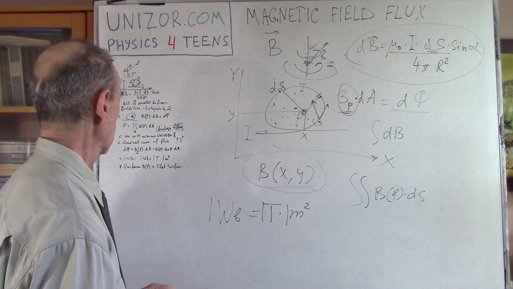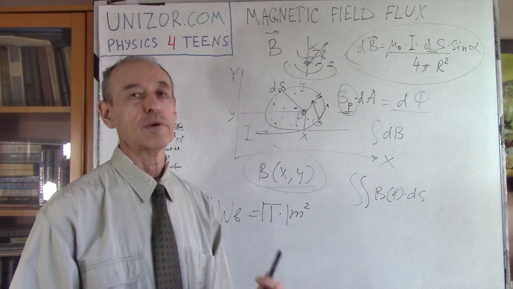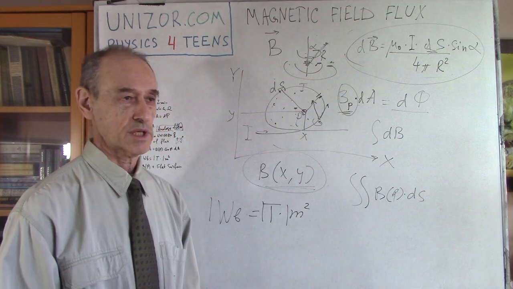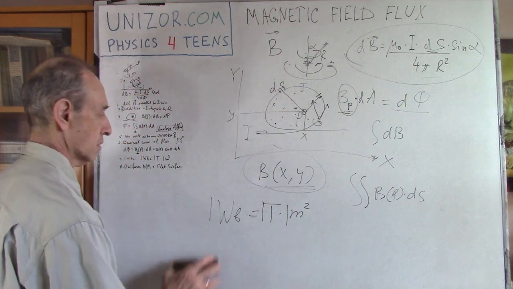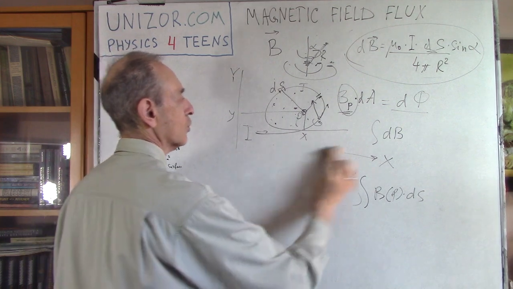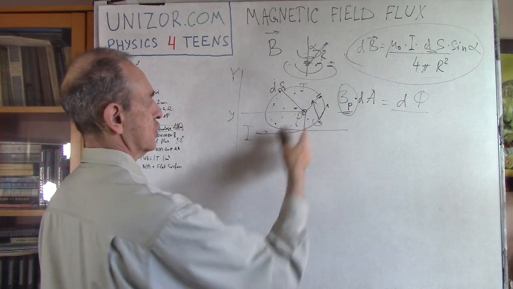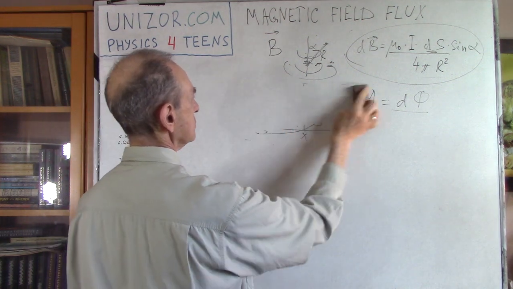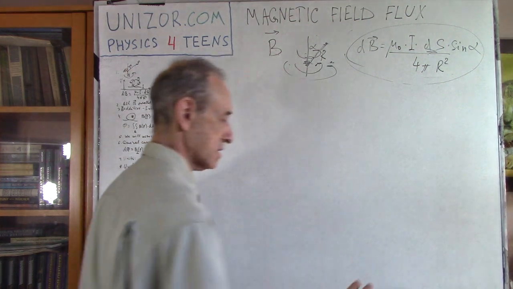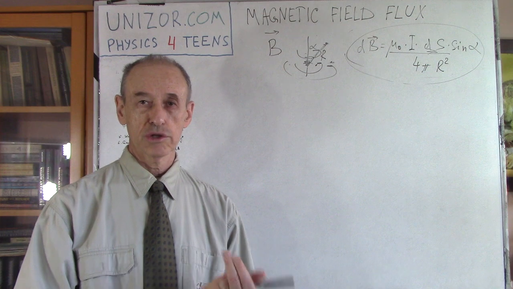Okay, what else? Now let's talk about generality. Again, it's just to familiarize yourself with a general concept rather than something which we will be using in real practical problems. So I would like to talk about the flux in a much more general case than just this particular loop. The general case is, first of all, a general magnetic field and a general surface.